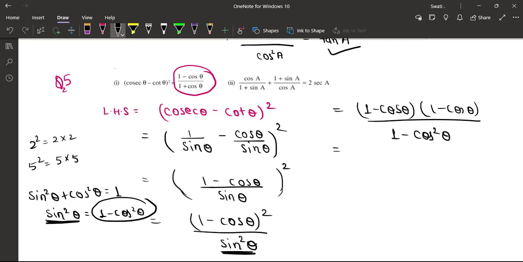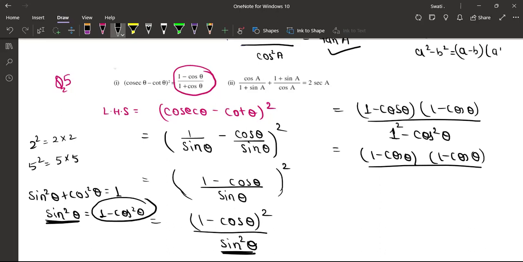Okay. Now, is it okay, Manya, if I make this 1 into 1 square? There will be no difference because 1 square will still be 1 only, right? Yes. The reason is why we did this. So let's understand. We have 1 minus cos theta and 1 minus cos theta in the numerator. In the denominator, can you see that the formula a square minus b square is forming, where a is 1 and b is cos theta? So what is the formula for a square minus b square? a minus b into a plus b.